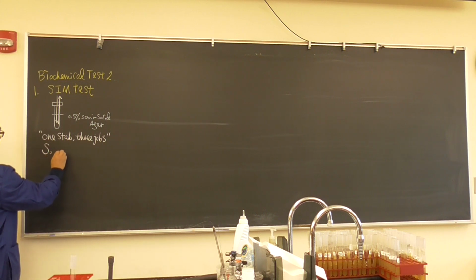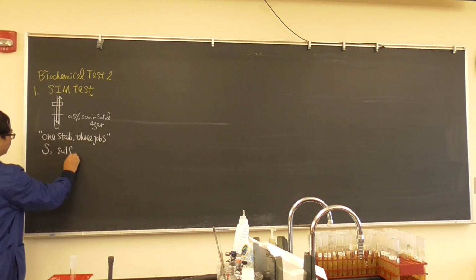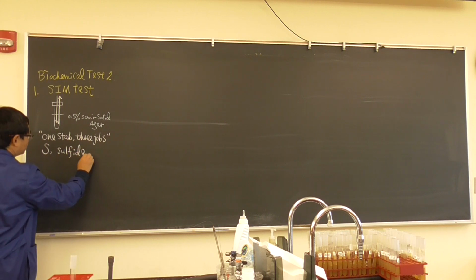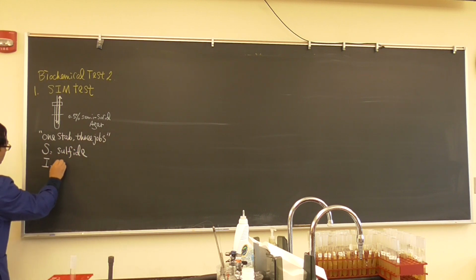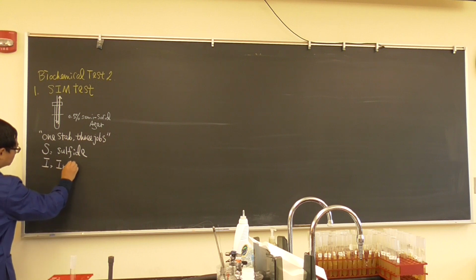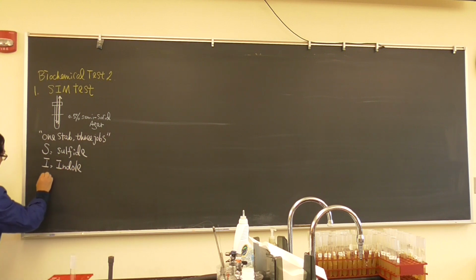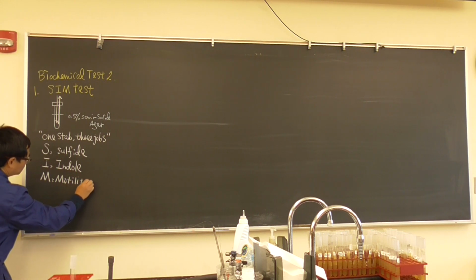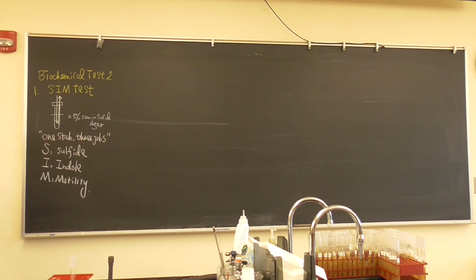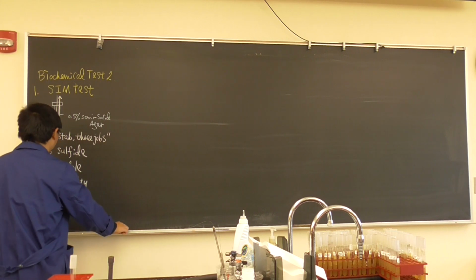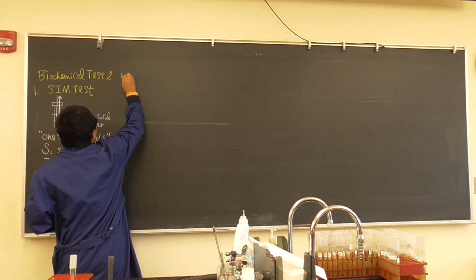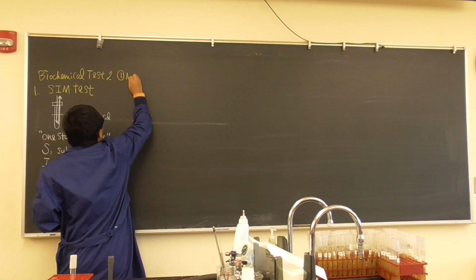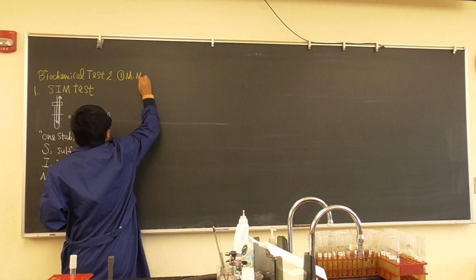S indicates sulfide. I is indole. M indicates motility. So let's talk about those 3 things. Number 1 is motility. Okay, first thing, motility. M indicates motility. This is easy.